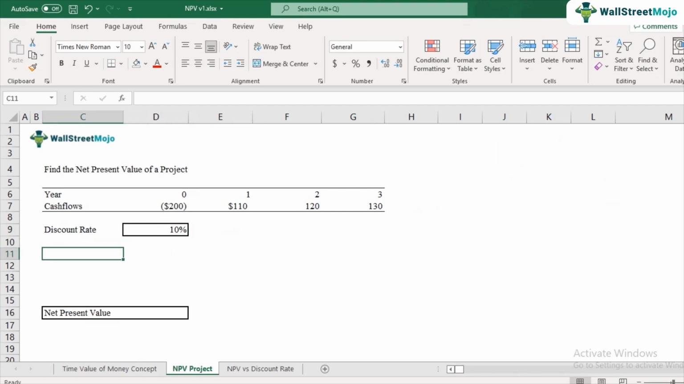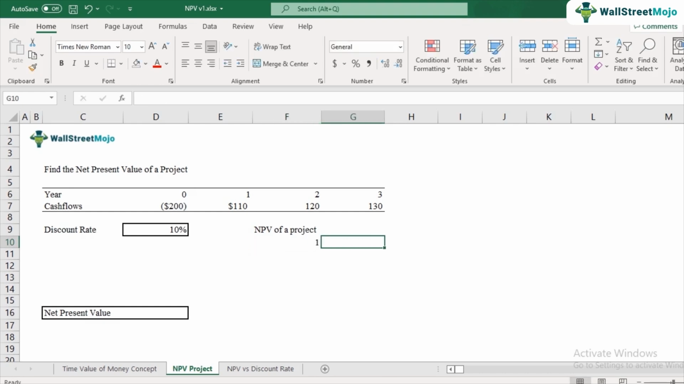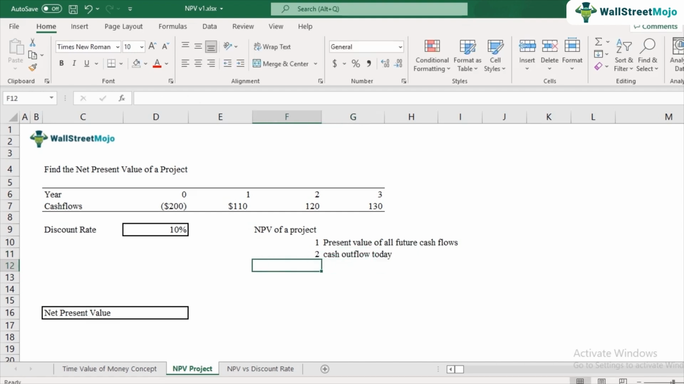So in order to find the net present value of a project, it is divided into 3 steps. The first step is to find the present value of all future cash flows, right? Second is to understand what is your cash outflow that you are making today, okay? And the third is basically that you add this up, right?